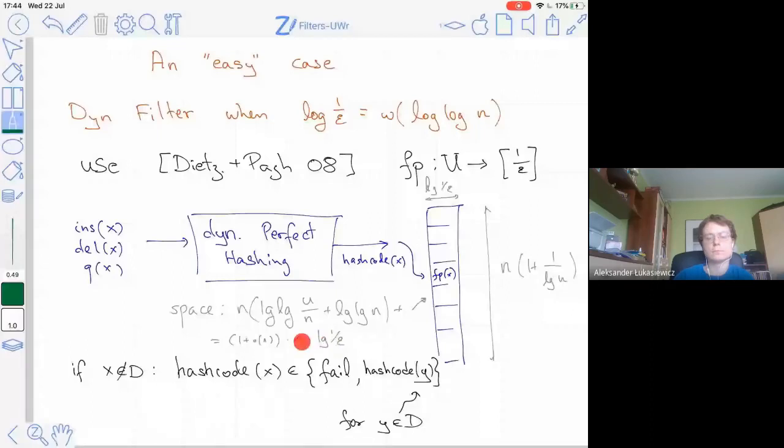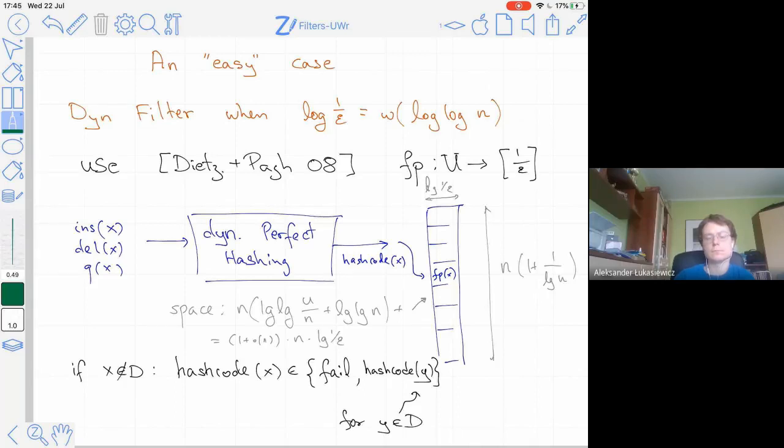And your log of u over epsilon is, what am I trying to say? Yeah, this log of 1 over epsilon behaves bigger than log n, and this u over n is polynomial in n, so this whole thing becomes immaterial, becomes negligible, and this is the major part, and you become space efficient. Okay? Any questions about this?